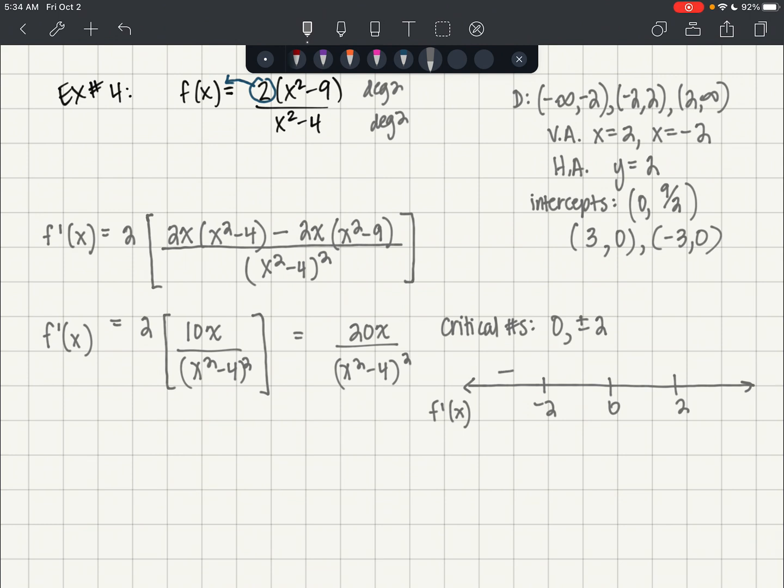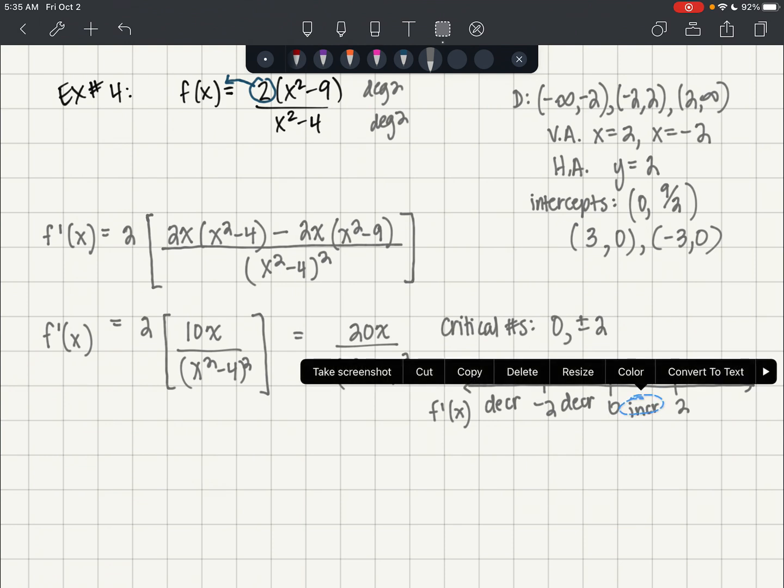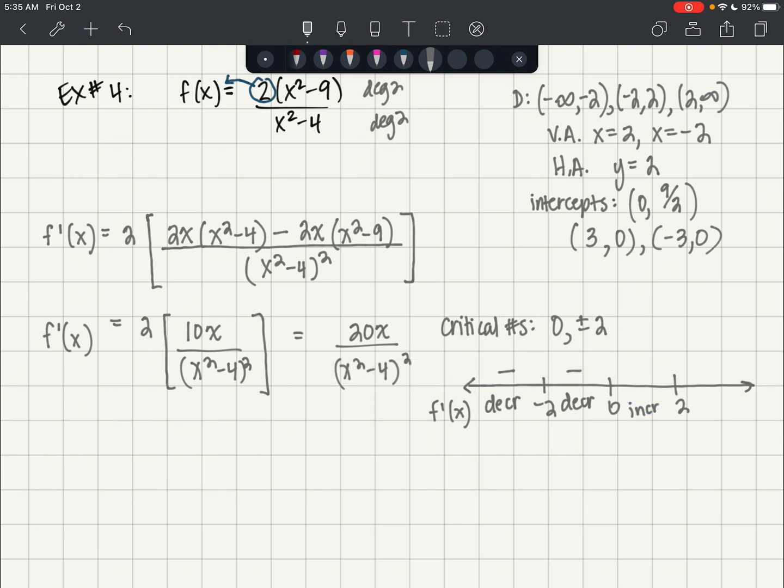Okay, welcome back. I got the first interval from -∞ to -2 to be negative, meaning that in that interval our function is decreasing. -2 to 0, I also got decreasing. From 0 to 2, I got increasing, and then from 2 to infinity, I got increasing as well. There we go. Now at -2 and +2, the original function has vertical asymptotes.